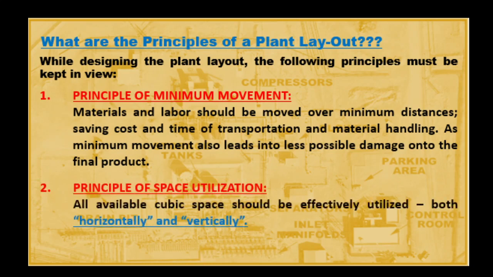So, second one naman is principle of utilization. So, all available cubic space should effectively be utilized, both horizontally as well as vertically. So, pag sinabi nating horizontally, we're referring to the distance between the side of the equipment or that of the machine with respect to sa pinaka-wall ng pinaka-housing structure. Pag sinabi naman nating vertical distance, we're referring to the topmost part of the machine or equipment with respect to the roofing of the housing structure.